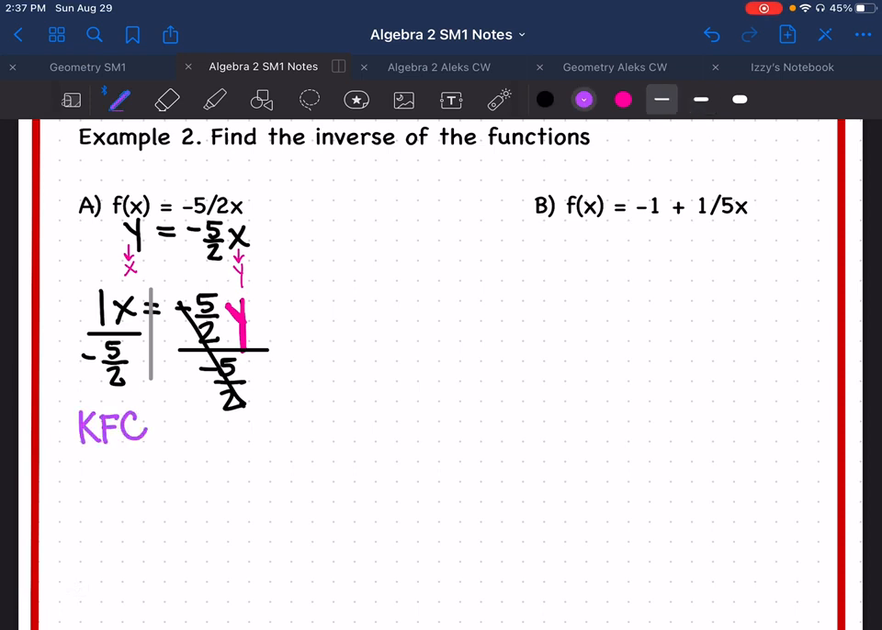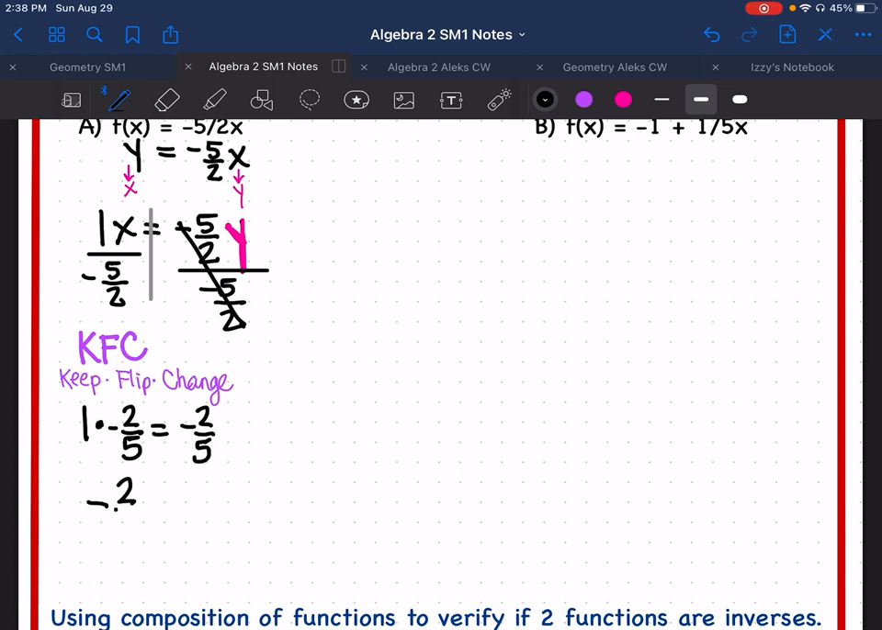If I'm going to do KFC, keep, flip, change, then I need to make sure that I put the 1 with the x, because that's what I'm going to keep. I'm going to keep the 1. I'm going to flip the fraction on the bottom, and I'm going to change the divide to multiply. So I'm going to do this, which is going to give me negative 2 over 5. So I end up with negative 2 over 5x is equal to y.